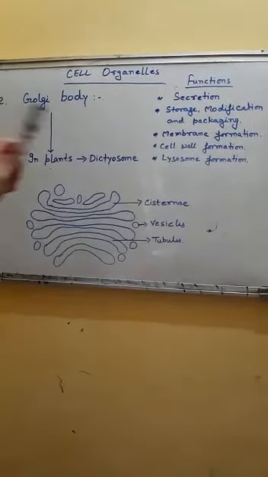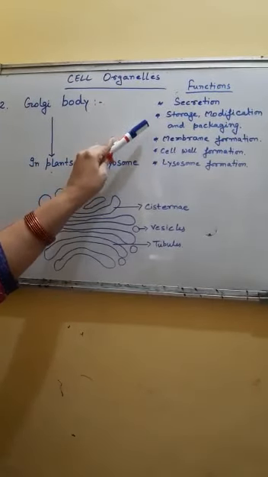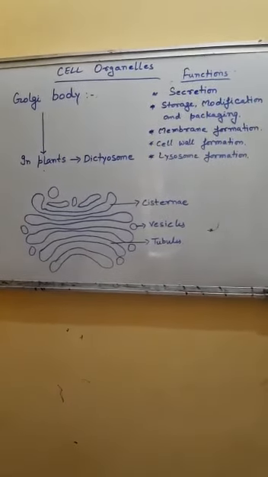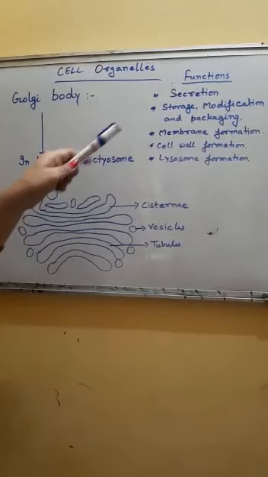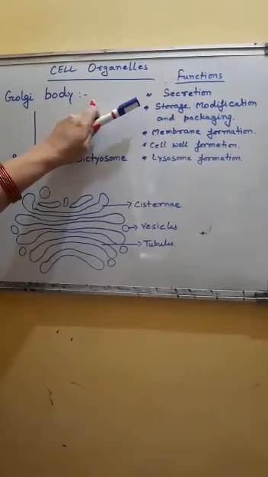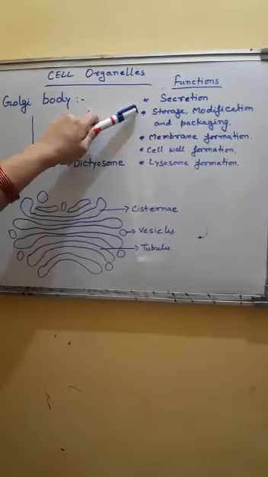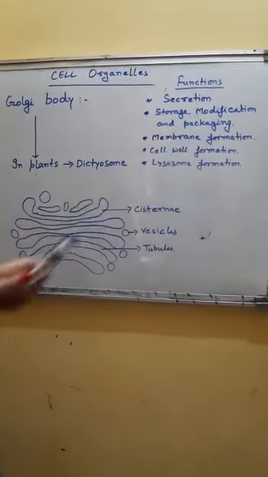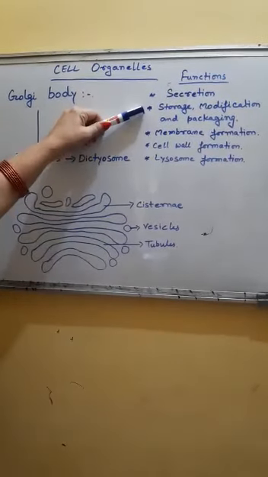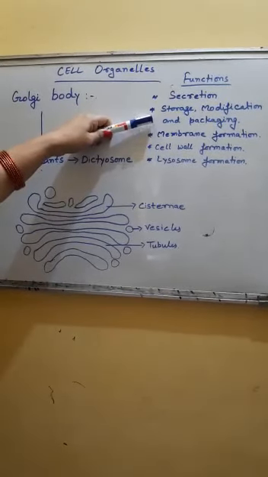The next function of Golgi complex is storage, modification and packaging of proteins formed obviously in endoplasmic reticulum. When the secretion is not required, the substances are not needed to be released, they are stored inside the Golgi complex and there they are modified according to need and packaged. So it helps in storage, modification and packaging of substances also.